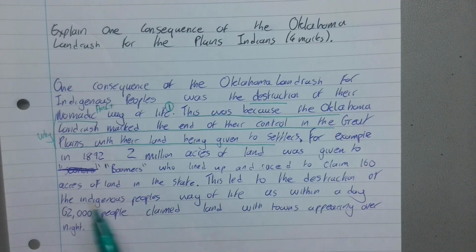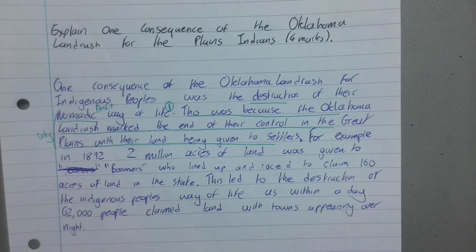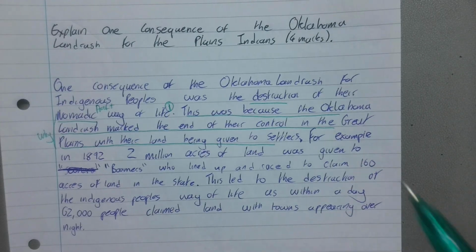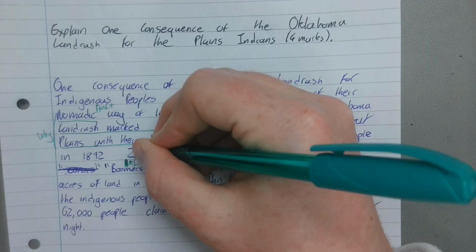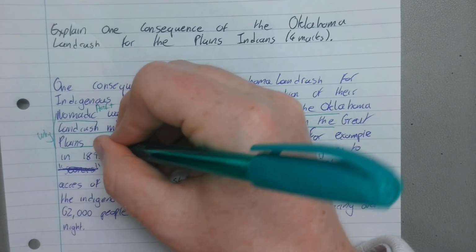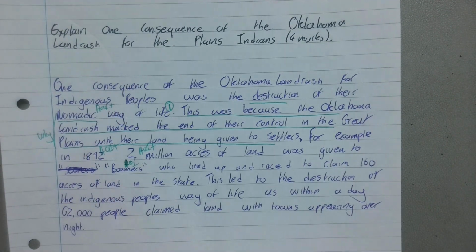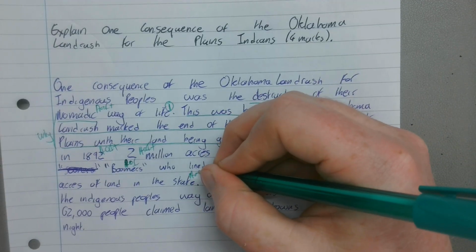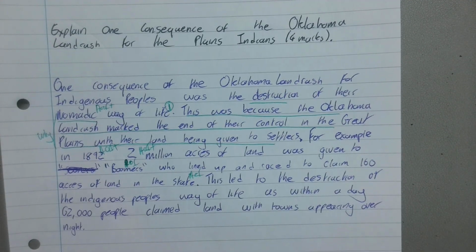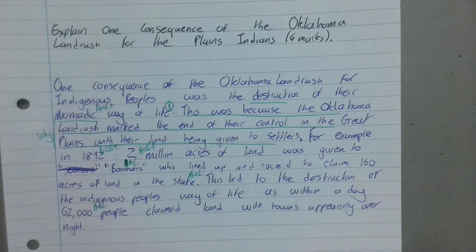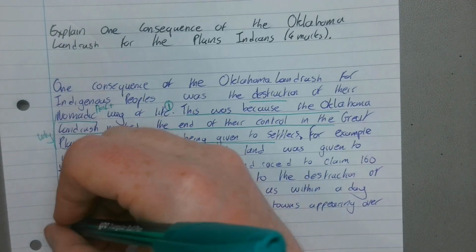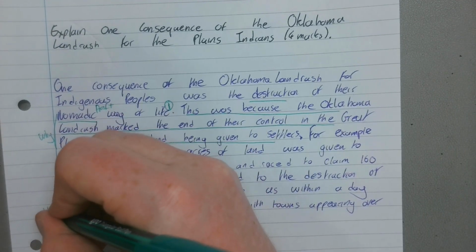Right, let's continue. For example, in 1892, 2 million acres of land was given to boomers. Look at that. And again, look at that. AO1 plus, AO1 plus. Who raced up to claim 160 acres of land. This led to the destruction of the Plains Indians' way of life, as within a day 62,000 people had claimed land, with towns appearing overnight. Wowzers. And there is my how.